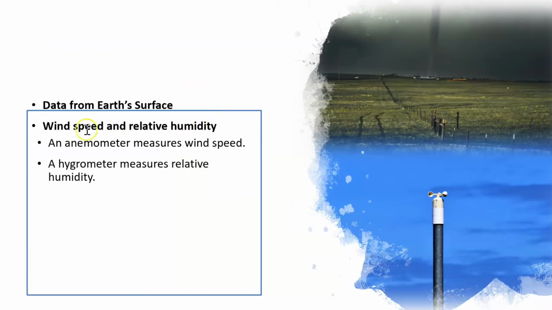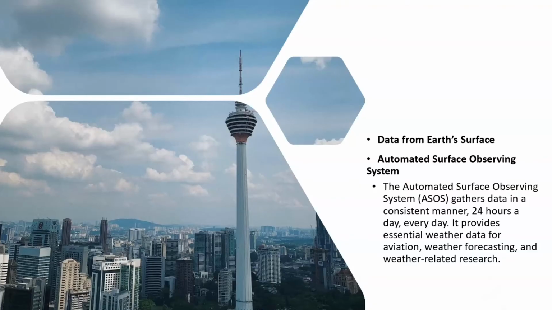Wind speed and relative humidity. So we also have an instrument for measuring wind speed. That device is called an anemometer. We have a hygrometer, which is used to measure relative humidity. In the picture here, I have an image of an anemometer, and in the background you see a tornado. So there might be a correlation there between the two. I'm not sure if you necessarily need an anemometer to be able to know that a tornado is nearby, but there you go.